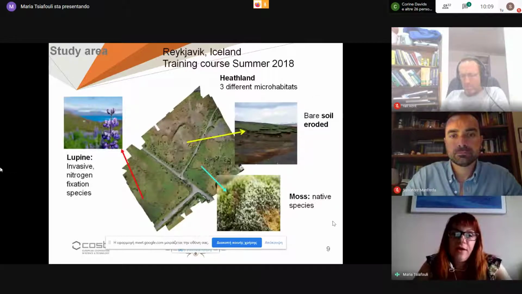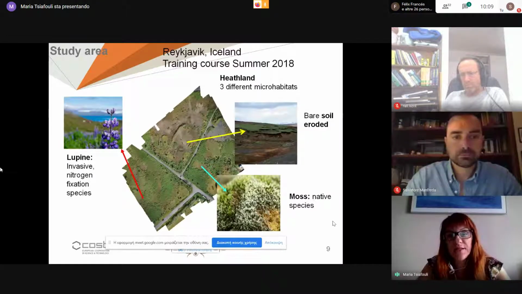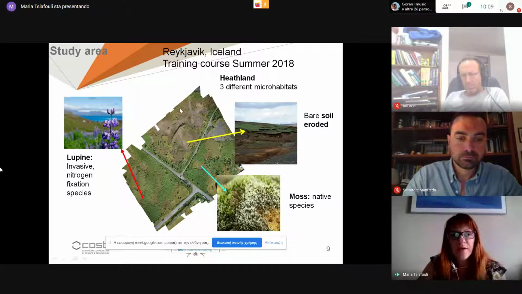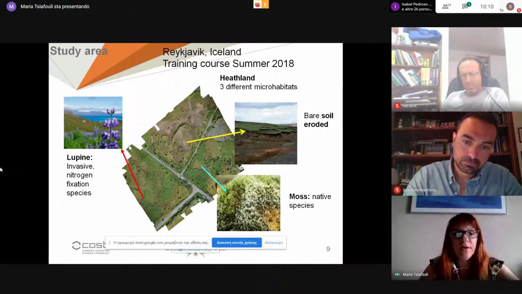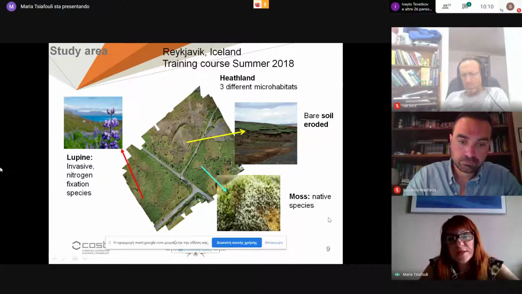So this is the study area. This is in Reykjavik, Iceland. Many of you have been there in the summer of 2018. In this area, which is a heathland, you can discern 3 different microhabitats. You can see the lupine microhabitat, which is an invasive, nitrogen-fixing species. You can see eroded bare soil areas, but also you can see what would be expected to be found naturally there, the moss microhabitat.